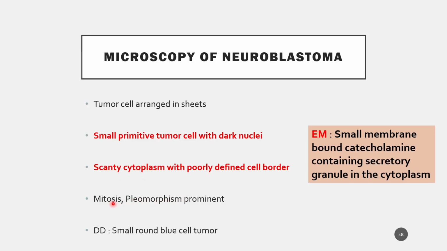If the tumor is aggressive, then mitosis and marked pleomorphism are present. Pleomorphism means variation in size of nucleus. If you do electron microscopy, then in these cells, small membrane bound catecholamines are present. So, in electron microscopy, the cells can have catecholamine containing secretory granules in their cytoplasm. So, along the membrane, the granules are bound, that contain the catecholamines.